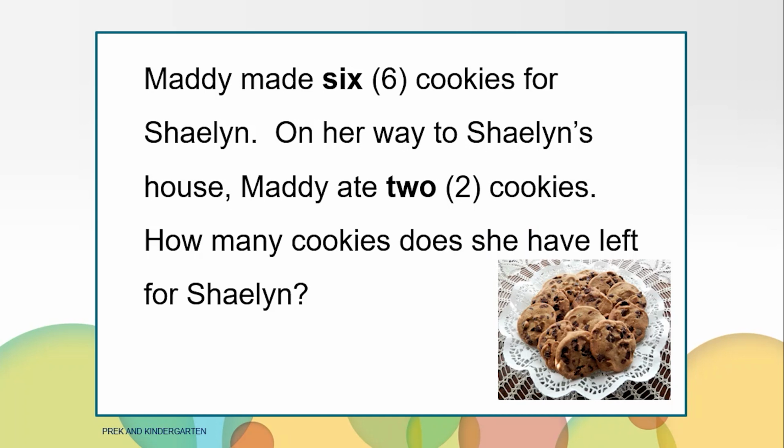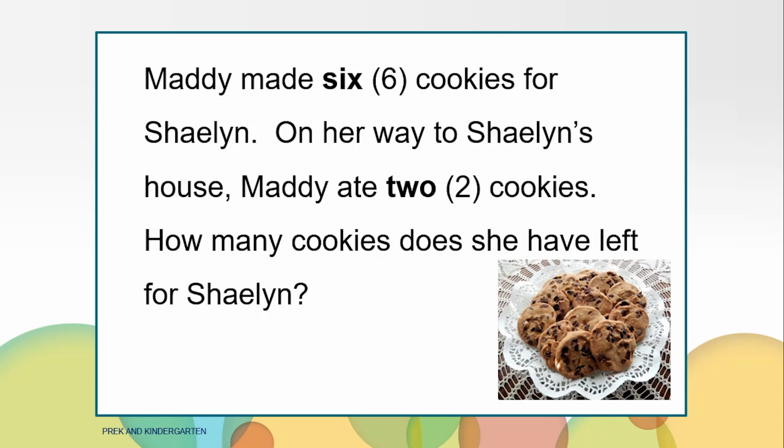Picture in your mind what is happening while I read the story to you. Maddie made 6 cookies for Shaylin. On her way to Shaylin's house, Maddie ate 2 cookies. How many cookies does she have left for Shaylin? What new information did we find out?